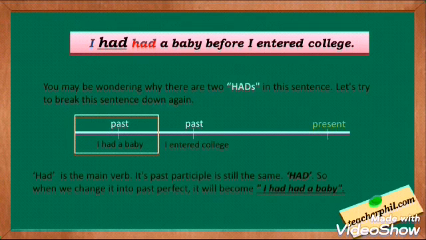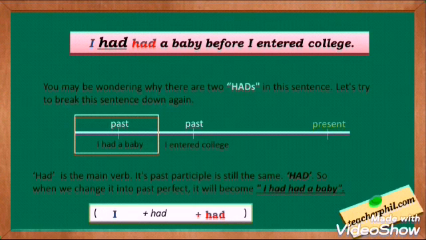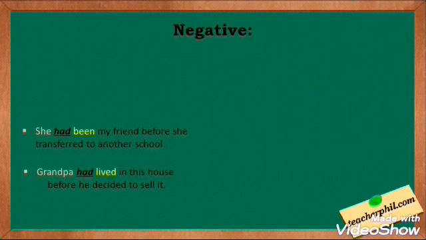But here, had is the main verb, and its past participle is still the same, had. So when we change it into past perfect, it will become I had a baby. So had is the past perfect of had. I had a baby. The first had is the helping verb for the past perfect, and the second had is the main verb. The main verb had.